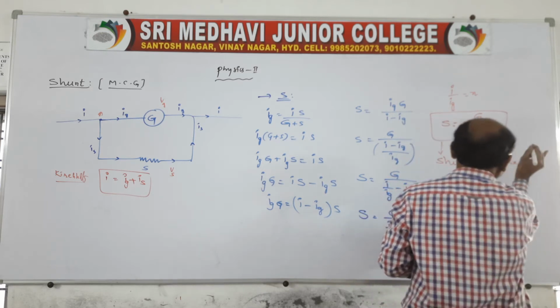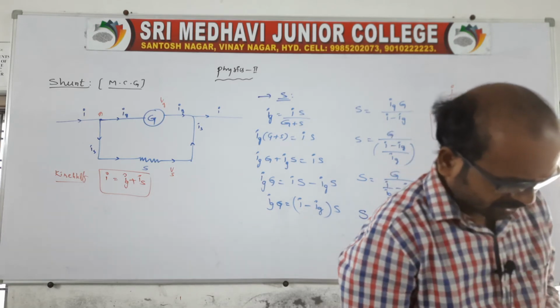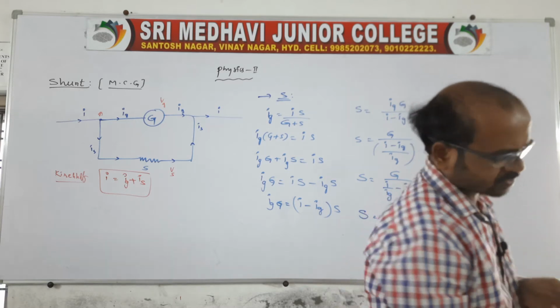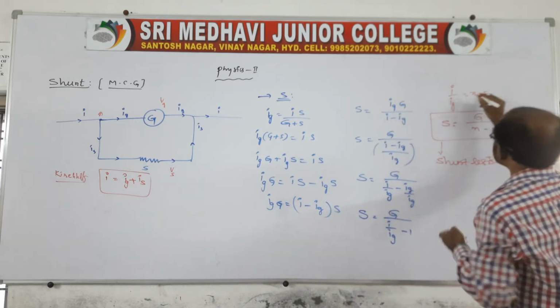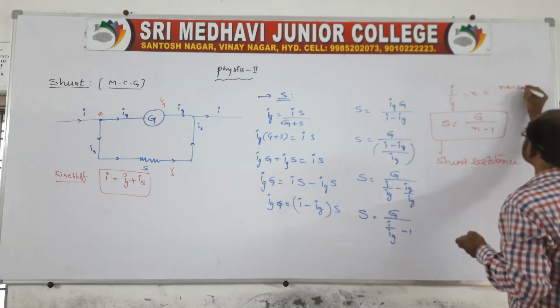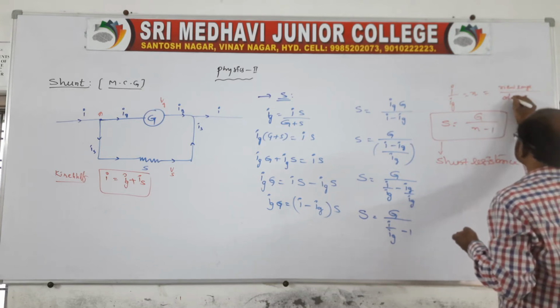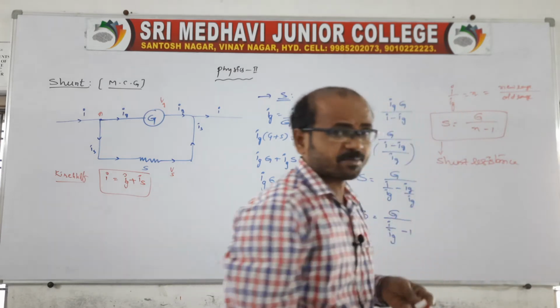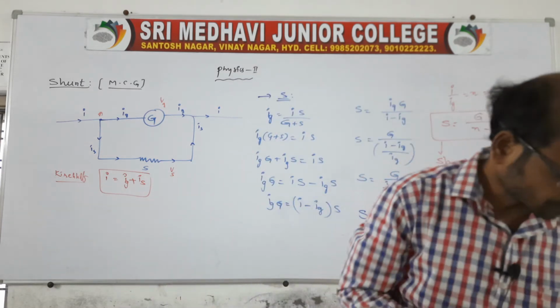Shunt resistance. Capital N is nothing but the new range by old range. We can also say N is new range by old range, that is I by Ig.